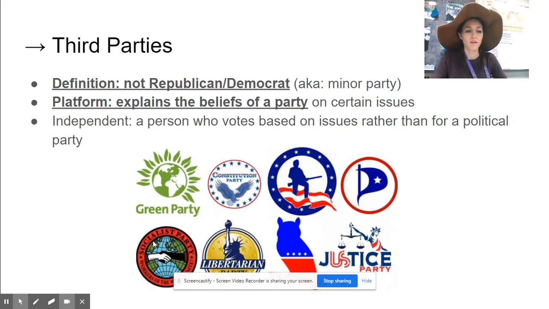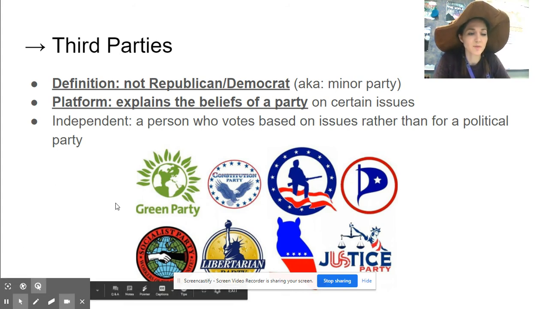Okay. New heading, third parties. The official definition is any party that's not Republican or Democrat. They're also called minor parties. Other countries in the world refer to their third parties as minor parties. The United States, we're kind of different. We call them third parties.